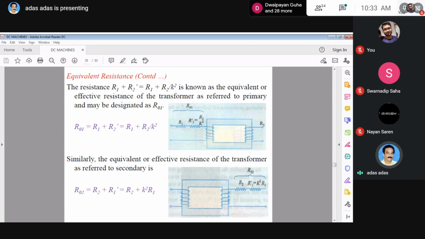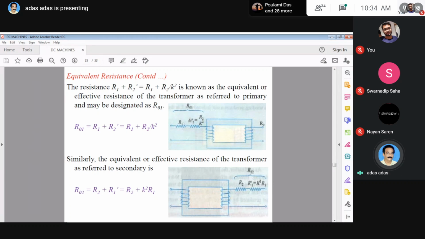Here two coils are there, one primary and one secondary. If we consider the secondary winding to be ideal, that is, there is no resistance in it, and the resistance R2 from the secondary side is referred to the primary side, then this is the total resistance in the primary side. It is known as the equivalent resistance referred to the primary side, designated by R01. So R01 equals R1 plus R2 dash, equals R1 plus R2 by K square. So this is the equivalent resistance, referred to the primary side.